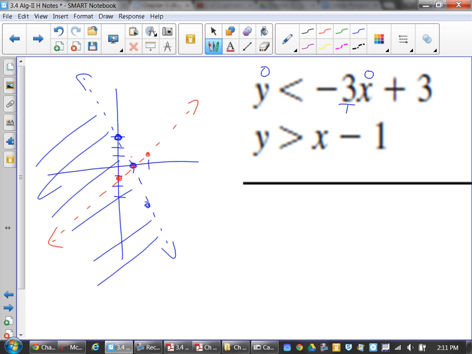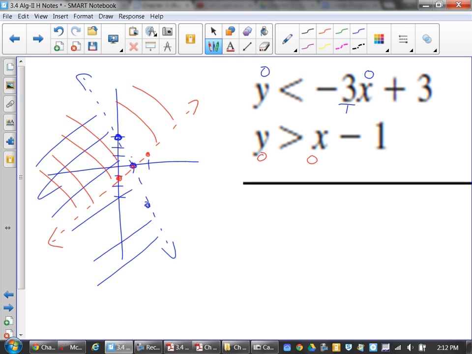Once again, I have to find that test point, to find out what side's true and what side's false. Does it go through the origin? So let's use it. Is 0 bigger than -1? Yeah. So it's going this way. So you wind up with this shaded region over here. The overlapped shaded region.